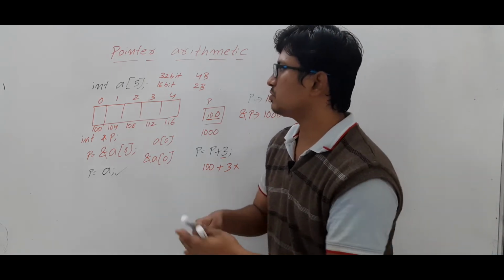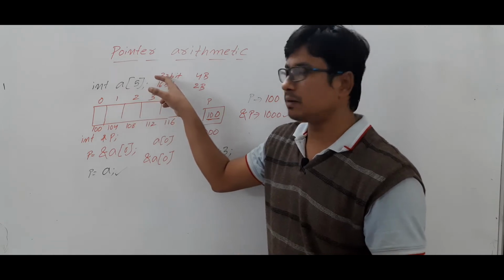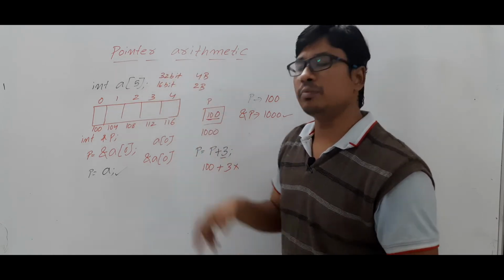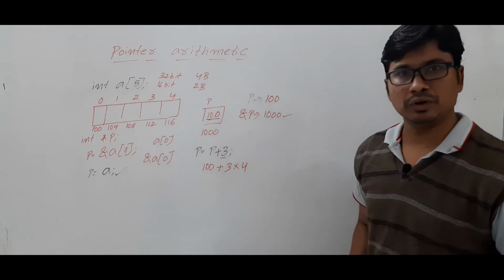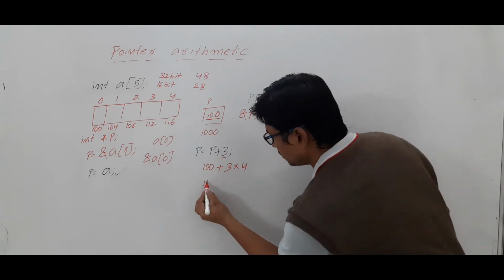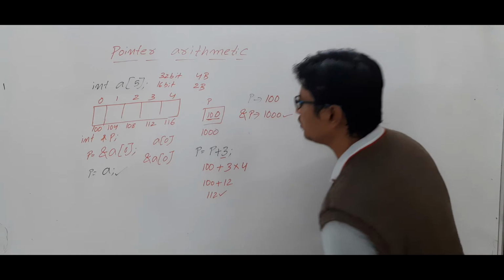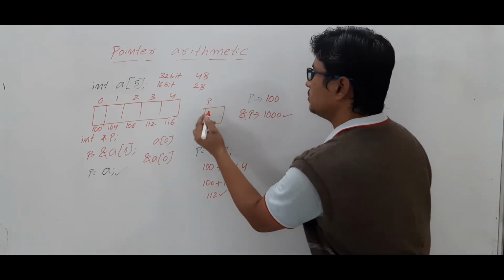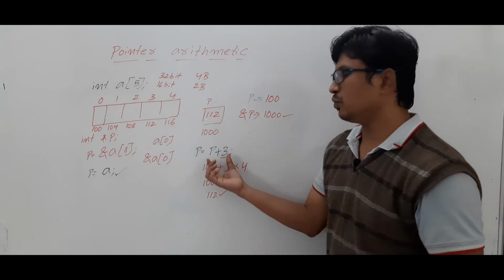What is the size of this variable? Because it is an integer variable, as you are using a 32-bit compiler, each one will occupy 4 bytes. So you have to perform multiplication with 4. Is it clear? So 100 plus 3 into 4, which is equal to 100 plus 12, which is nothing but 112. So 112 address will be stored in the variable p. So this is the point I want to specify.